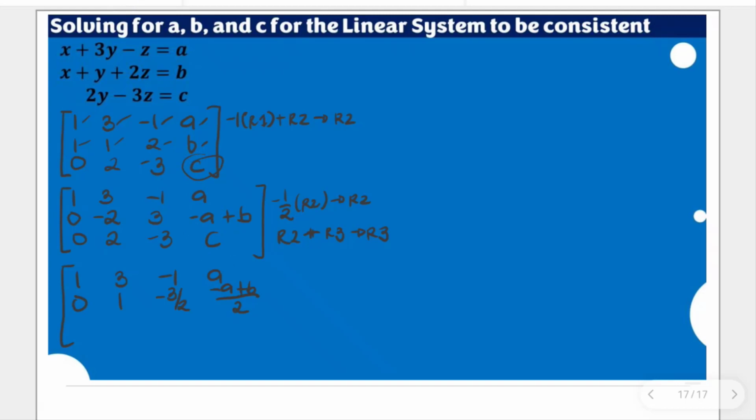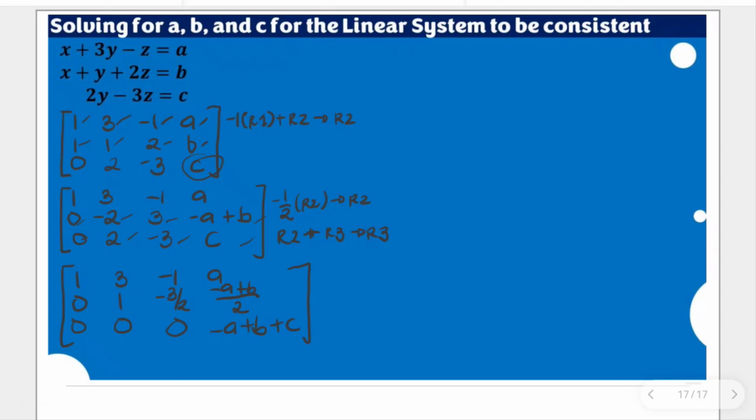Okay. So we'll add. So you will have R2 plus R3. 0 plus 0, 0. -2 plus 2 is 0. 3 plus -3 is 0. And you add this to that, -A plus B plus C. So we are done with our row echelon form. You can notice here, leading ones, the row with 0 entries are here, and of course the situation or the placement of the leading ones.